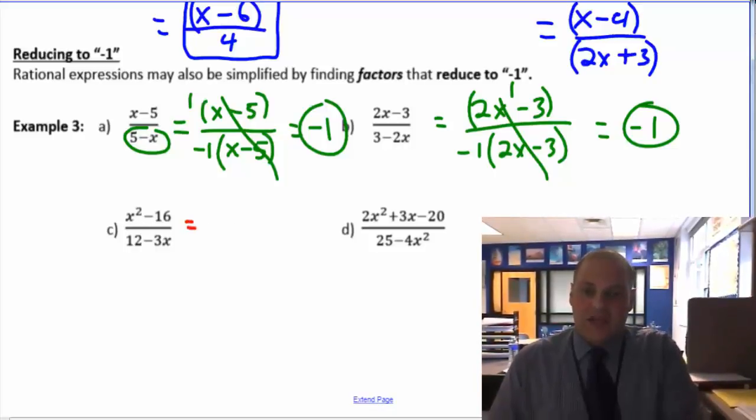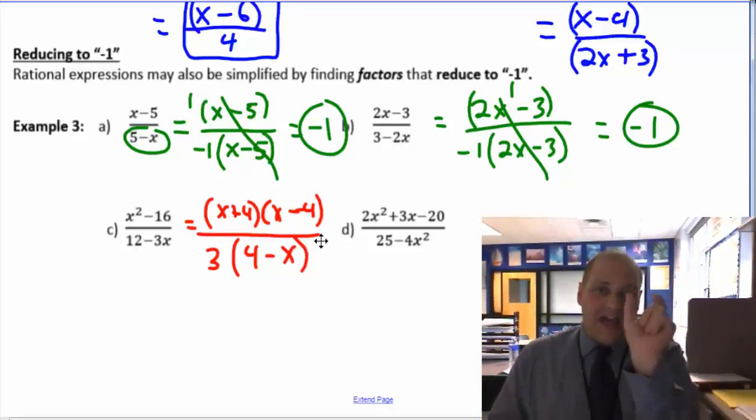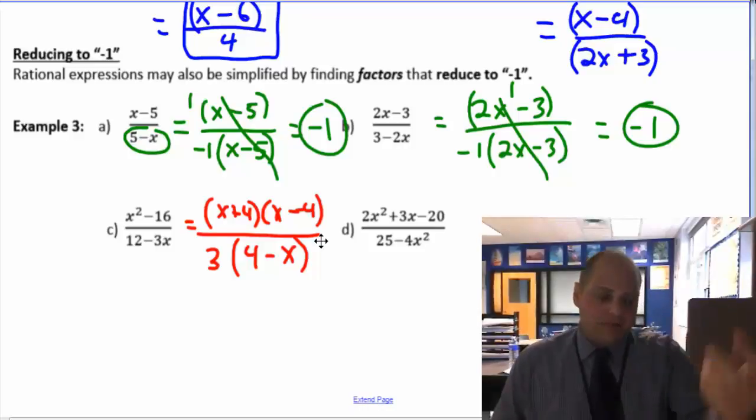So I have this one, I have x plus 4 over x minus 4. And then here I have 3 times 4 minus x. That's my factors. 3 times 4 minus x. Now, at first glance, it looks like nothing reduces. I don't have a 1 anywhere. However, I have an x minus 4 over a 4 minus x. That's exactly the same, except it's switched around with a negative.